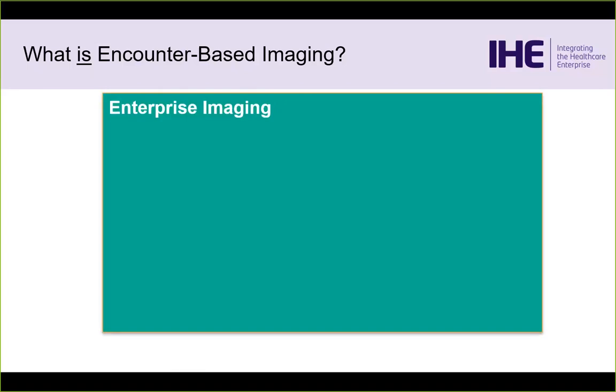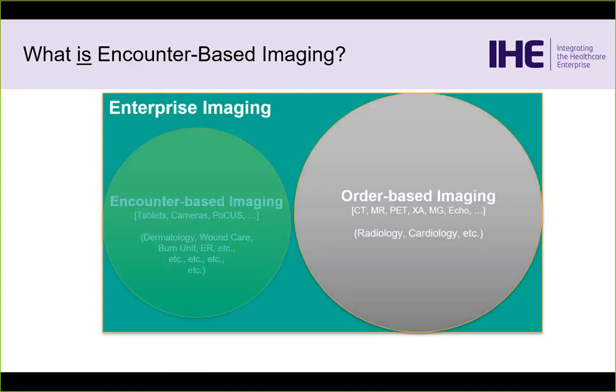So I think we sort of covered this a little bit in the previous talk, but the main point is this came out of the concept of enterprise imaging, that the bulk of what's done traditionally in imaging is what we refer to as order-based imaging. And these are your traditional big iron modalities, your CTs, your MRs, down to echo, and typically performed within departments like radiology and cardiology and driven by an order, which is really what helps knit the whole thing together.